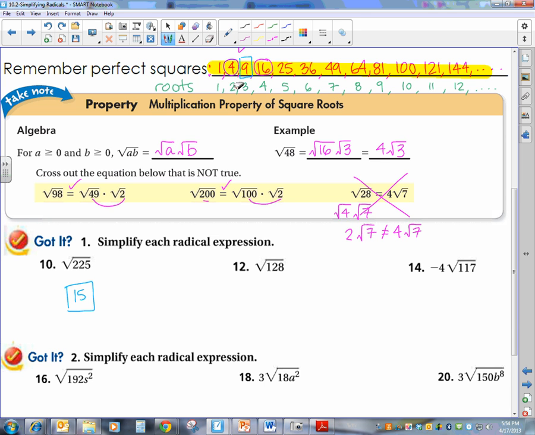Well, 8 has a factor of 4, so I'm going to jump to 64. So these numbers jump, okay? Only 4, 16, and 64. Those are all powers of 2. So I'm going to try 128 divided by 64, and when I did that, I found out that 128 was equal to 64 times 2. And the square root of 64 is 8. So this becomes 8 square roots of 2.